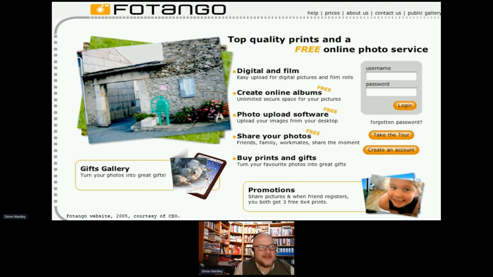I started mapping in 2005 when I was working for this company, Fotango, an online photo service with about 16 different lines of business. Very successful, very profitable. It had a problem. The CEO of the company was completely clueless. They were making stuff up as they went along. And I know this because I was the CEO.